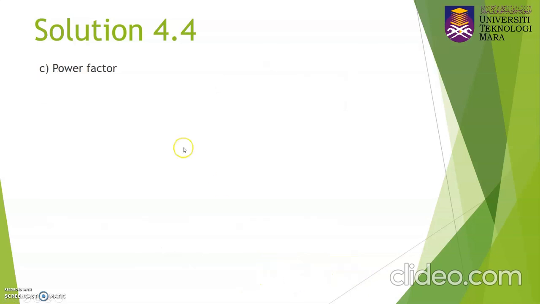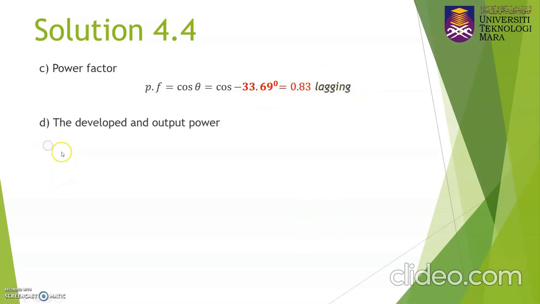Next, you need to calculate the power factor. In this case, power factor is equal to cos theta. Theta is equal to negative 33.69, which is the angle between the current and the voltage. So finally, the power factor is 0.83 lagging. Why lagging? Because in this case, the current lags the voltage. So the power factor is 0.83 lagging.